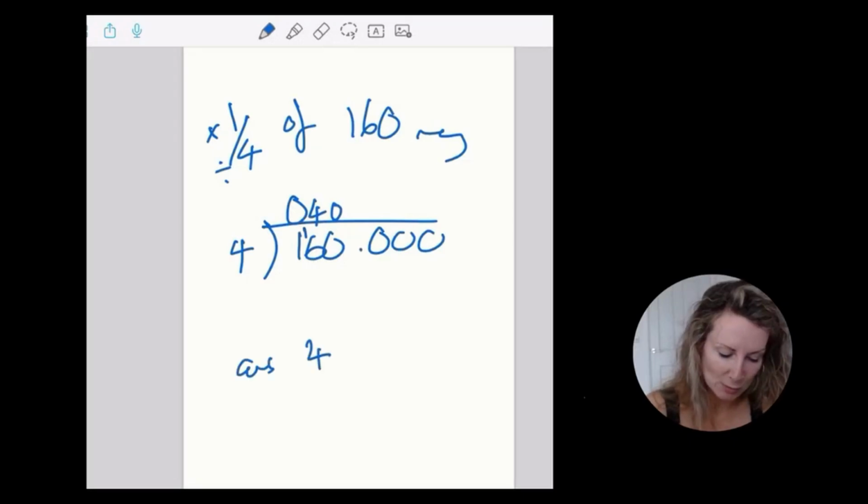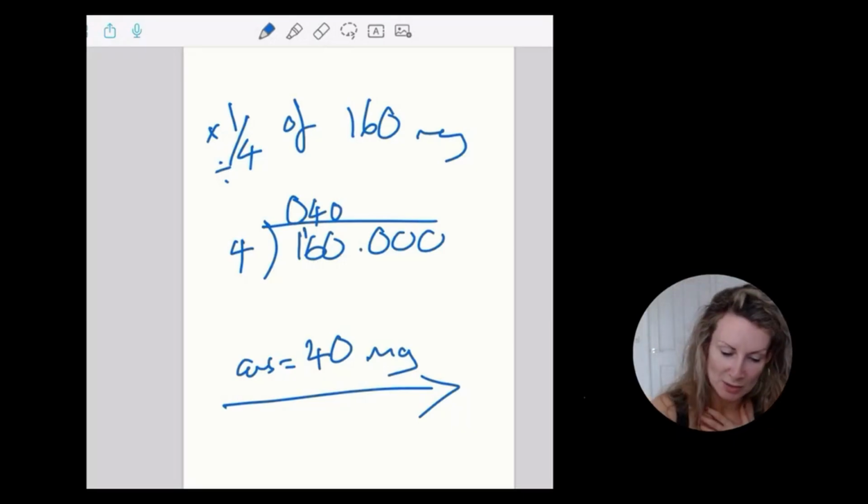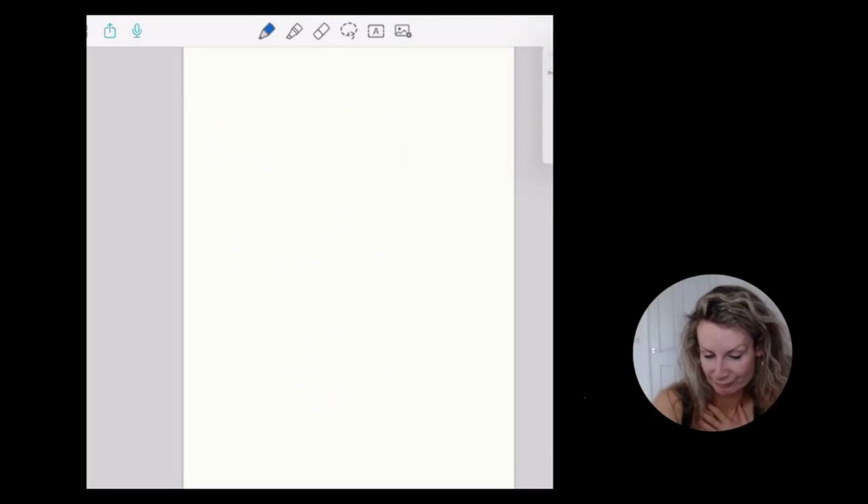So that means the answer equals 40 milligrams, and that's with the renal impairment. That's pretty good, and that's just the same formula for all the fractions. All of them: divide by the bottom, times by the top. Let's do the next one. There might be one that's 2/3 or something.